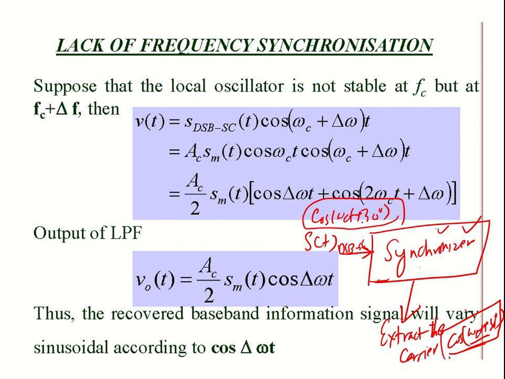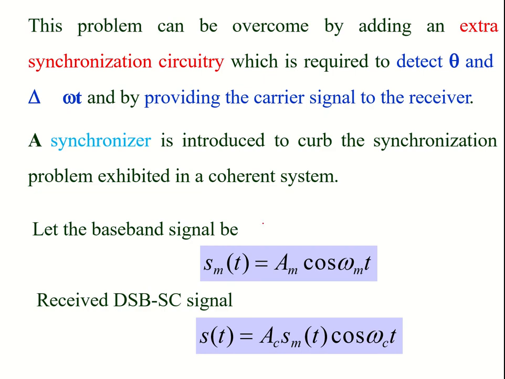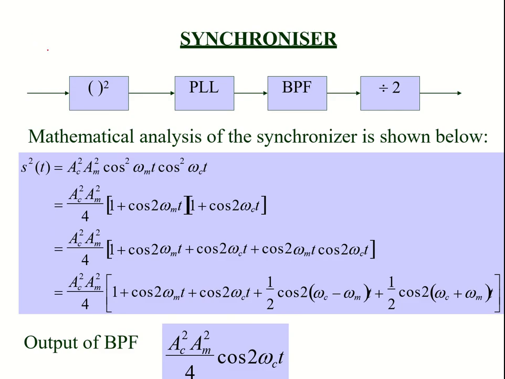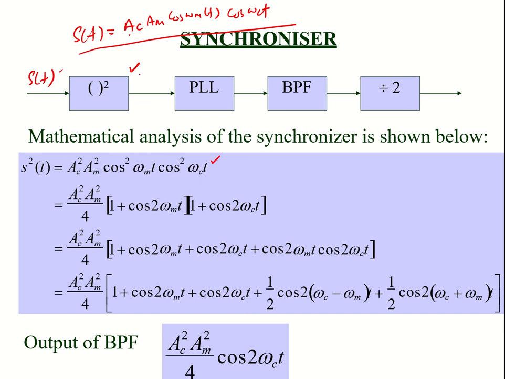Okay, how will it operate? Let's have a look. Let's say this is our message signal, and this is our modulated double sideband suppressed carrier, message multiplied with the carrier signal. Now the synchronizer, how will it operate? First of all, what will we do? This is our modulated signal, we will take its square. So what is our modulated signal? m of t times sine of omega ct, right? So this is the first thing, we take its square.